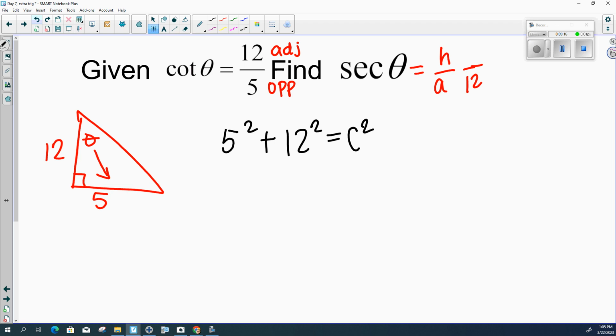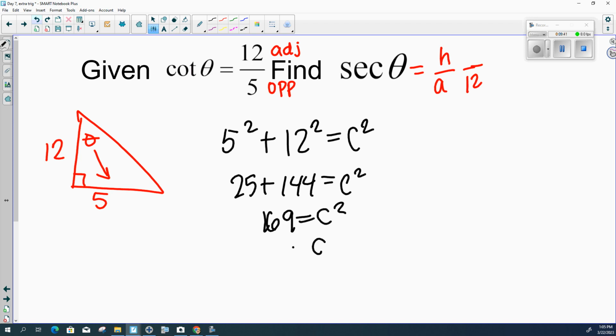Is it? There's a few Pythagorean triples that we have seen a lot, and some of you will start recognizing them and memorizing them. So 25 plus 144. Hopefully you're working ahead of me a little bit. Okay, once we do the Pythagorean theorem and we have the hypotenuse, that's the answer that we're looking for. The cosecant of theta is 13 over 12.